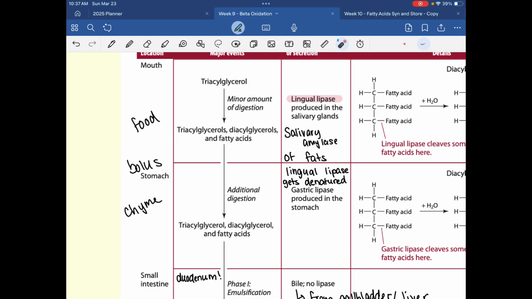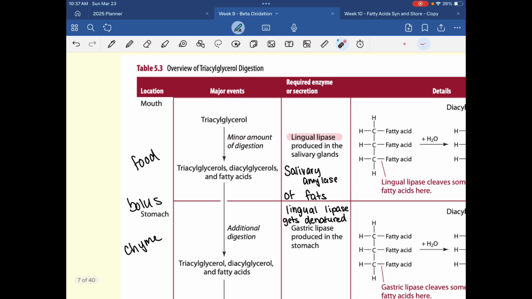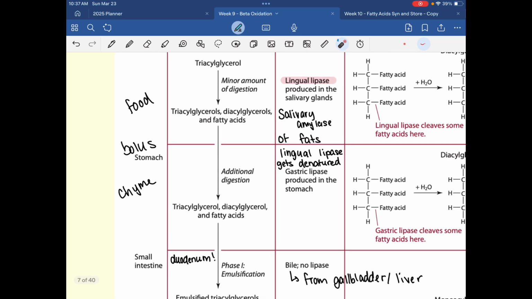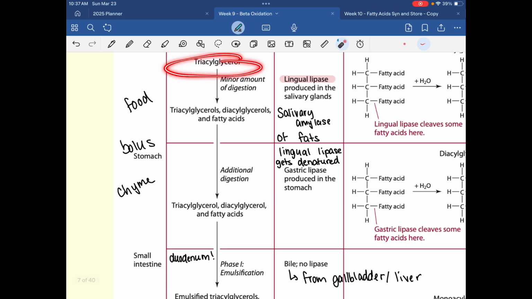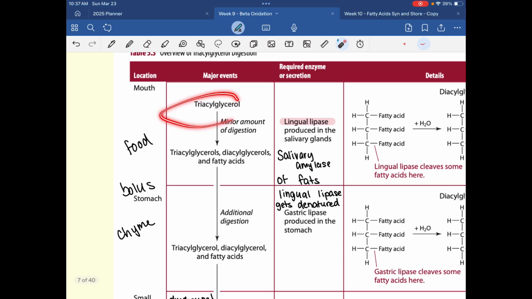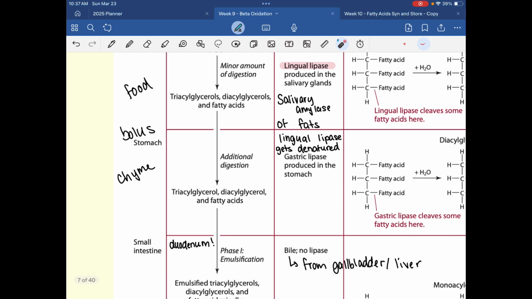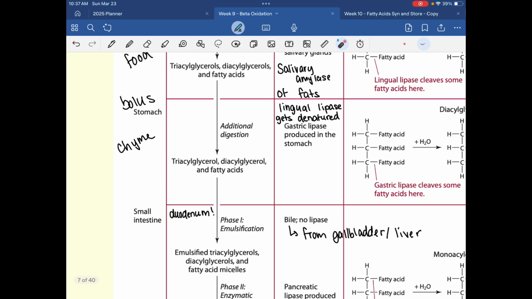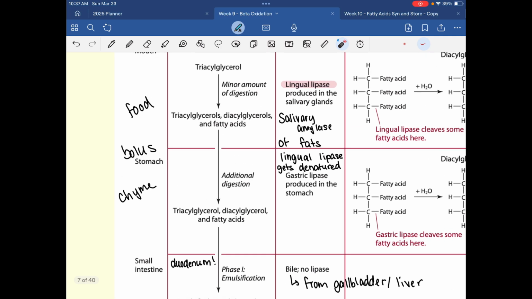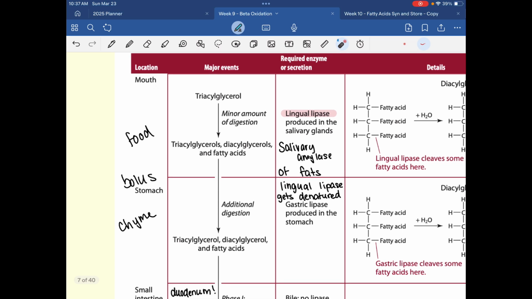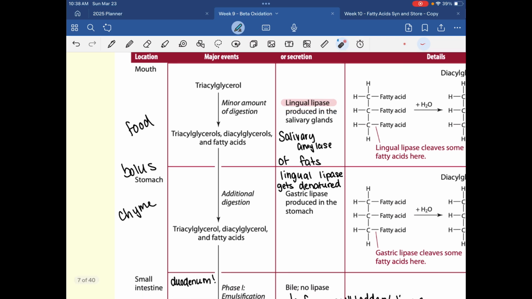How do we digest them? We're going to eat them. I probably eat way more fats than I need to. They're going to come in different forms, but primarily triacylglycerol, in the form that we were talking about earlier. We're going to chew it up. We're going to swallow it. In our mouth, we're going to start with an enzyme called lingual lipase. We talked about salivary amylase with carbs. Lingual lipase is a similar working enzyme, but it's just specific to fats.